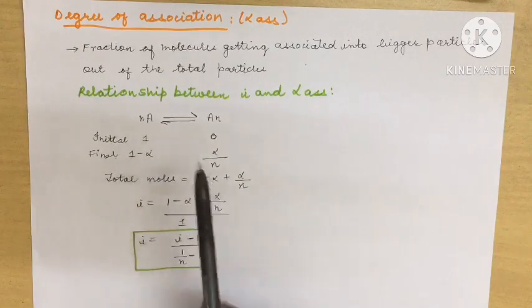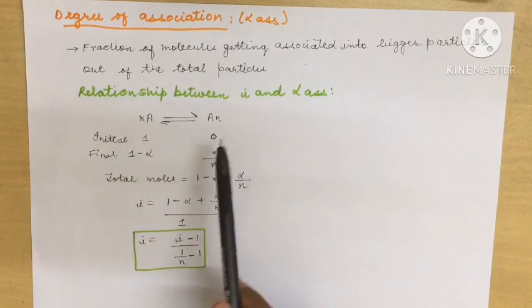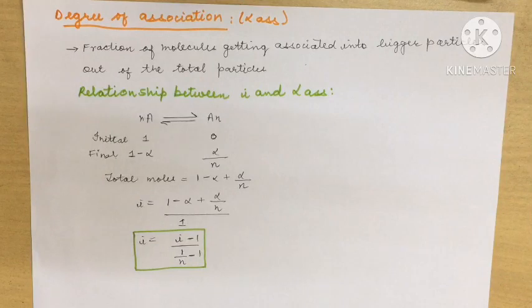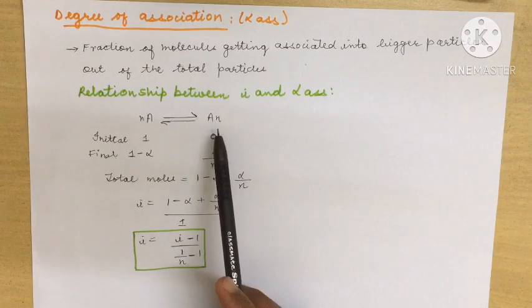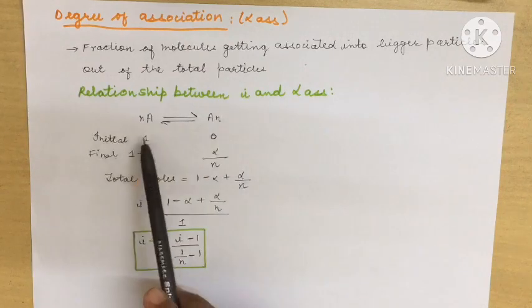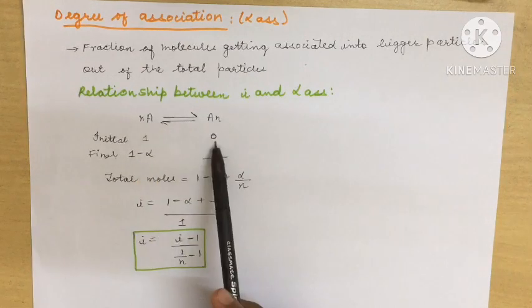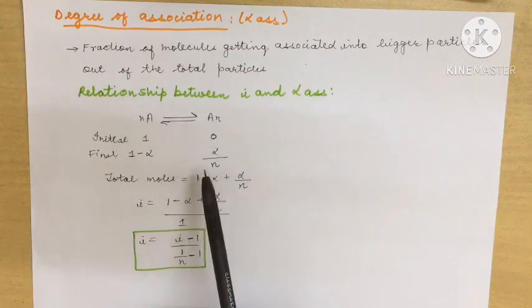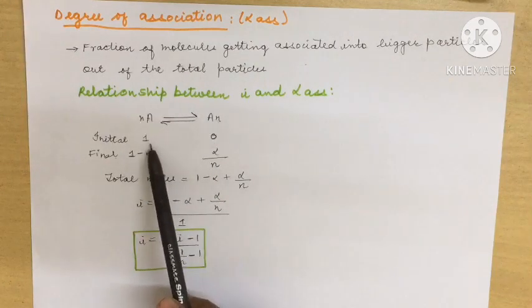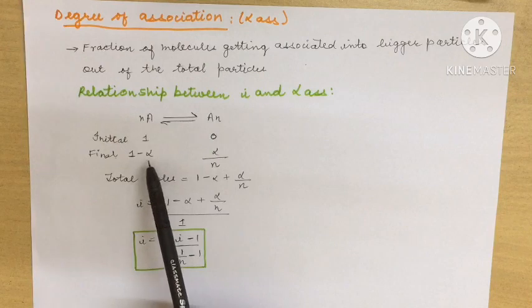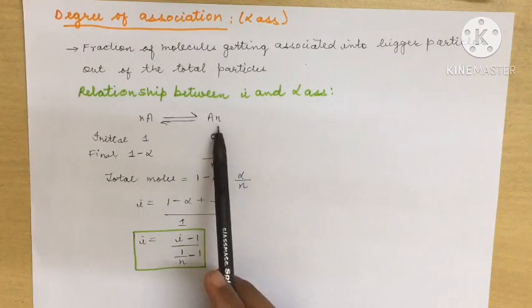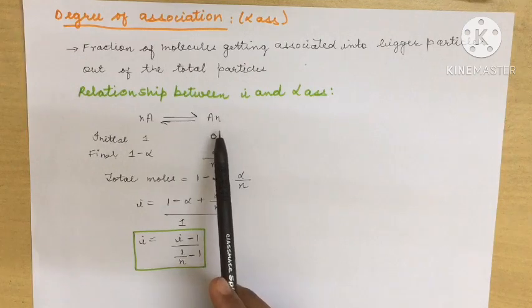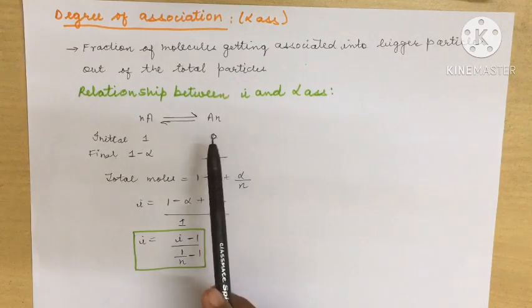What is this relationship? Suppose you are having n particles or n moles of A. Now what will happen after a certain time? These will convert into A_n. Why A_n? Because earlier you were taking the moles. Now these individual ones were dissociated into n number of particles. So initially you took 1 mole of A and final was 0, but after a certain time what happened was that alpha part of this was removed and it got associated, meaning the particles are associating. That's why here in the subscript we have written n.